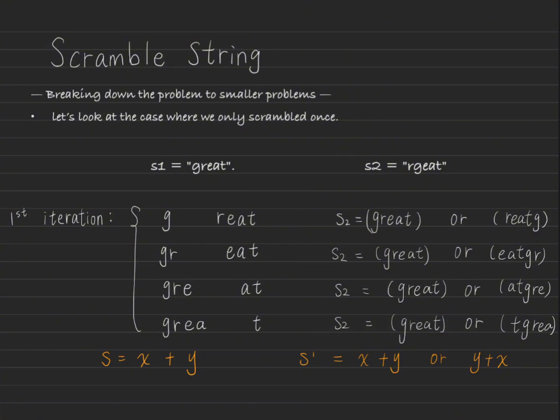In the example where S1 equals great, there are 4 possible options to split the string. In each option, we can either keep the original order or swap the two substrings. So in S2, we need to check if it's equal to the original string or the string that's been swapped. So to generalize, let S prime denote the result of scrambling the string S just once. S prime equals X plus Y or Y plus X.